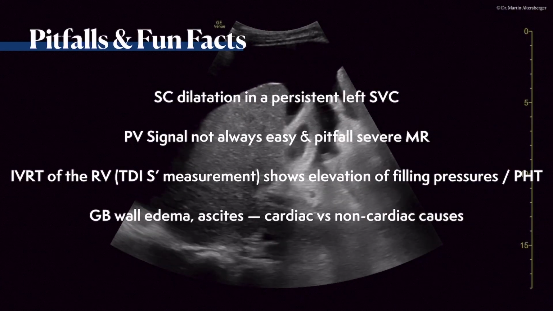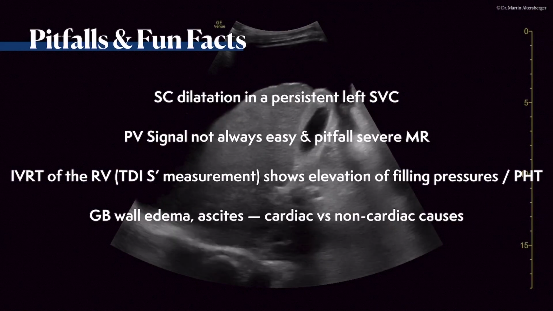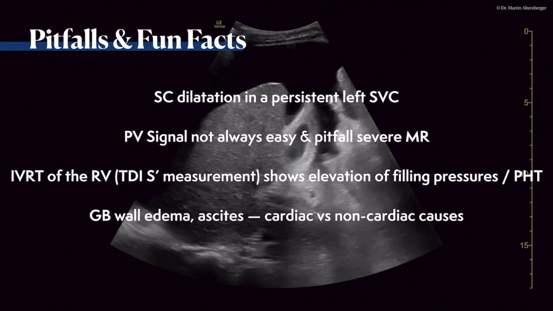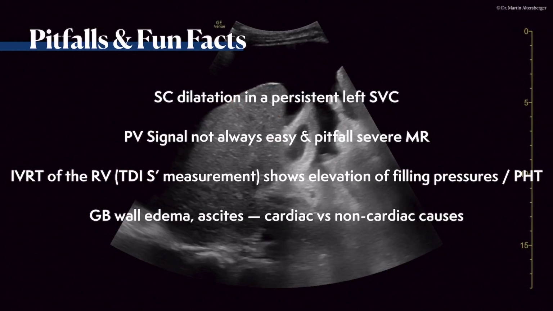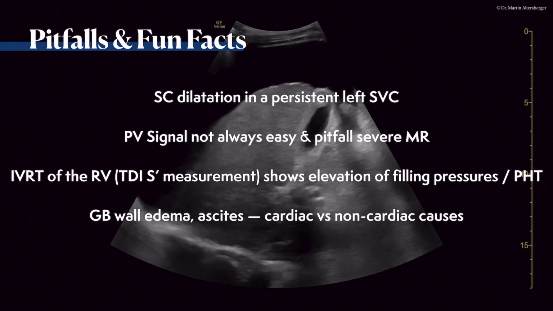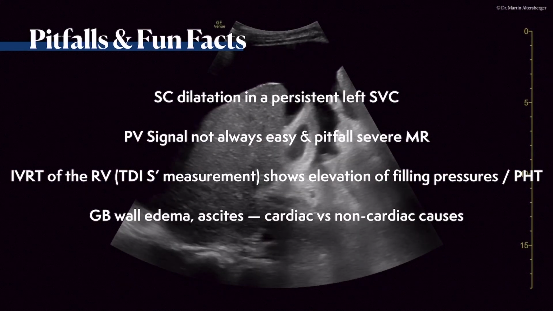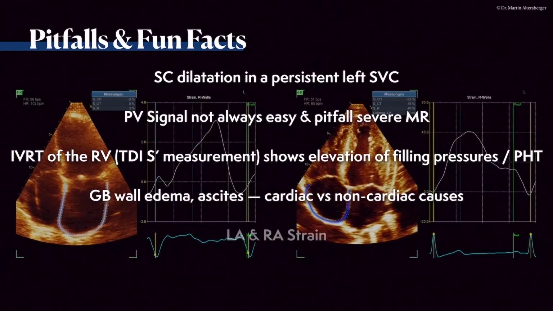Keep in mind the gallbladder wall. You can also scan if the gallbladder wall is thickened. That could be edema, that could be due to ascites, in this case liver cirrhosis, but of course that also could be due to venous congestion because of heart disease.